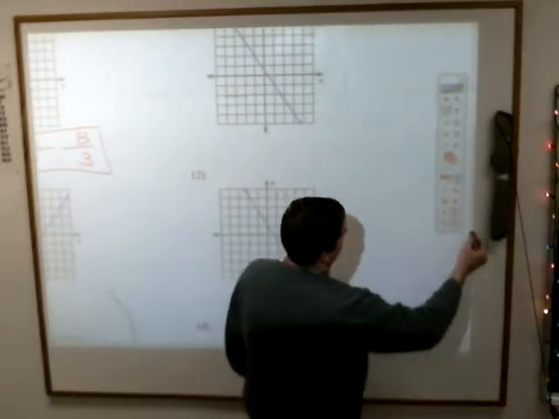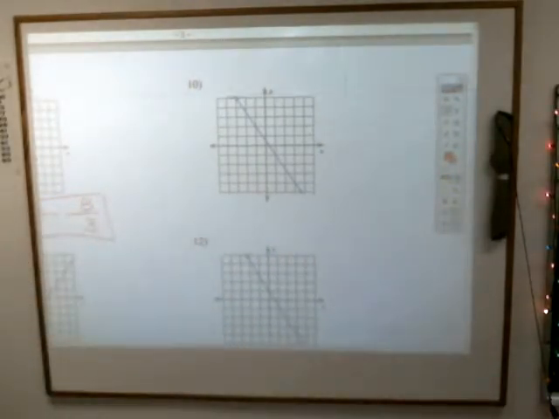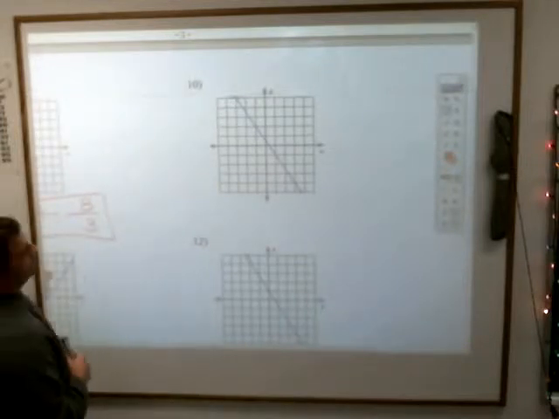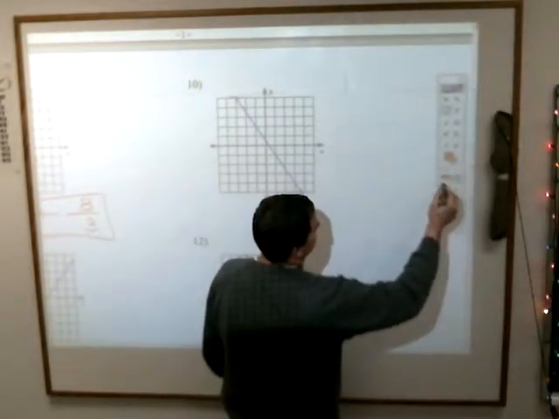You do this next one, problem number 10. Give me the slope for the line on problem number 10. Slope for problem number 10. Nick says -3/2. Now let's check and see.